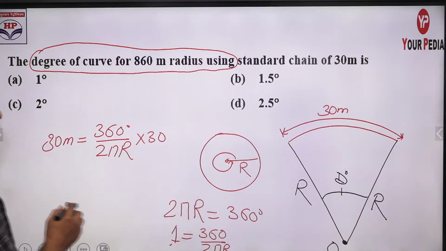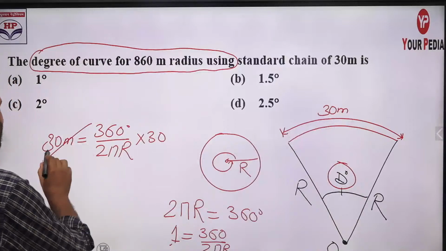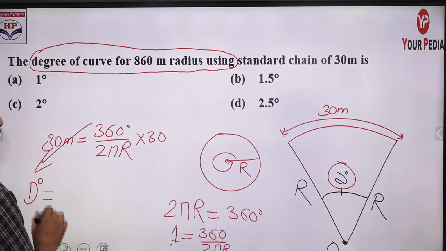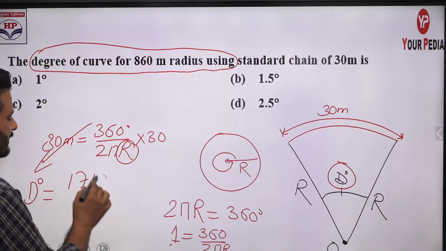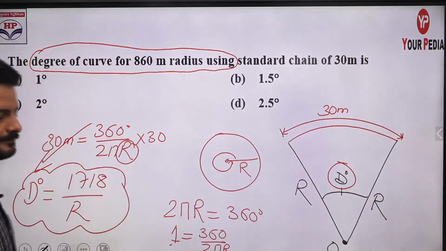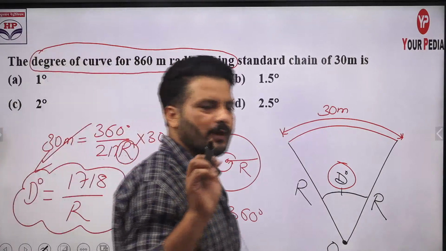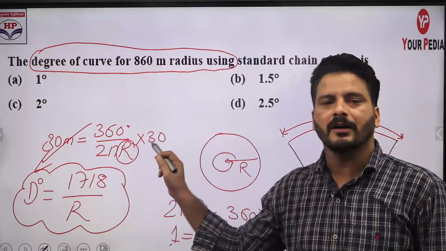Fine. So now for 30-meter chain length, what is the central angle? That is the D degree. This is basically the angle that you wrote here. So if you solve this one, guys, just place the R as it is. You will find it 1718 upon R. This is a standard formula. You have to learn this by heart, 1718 upon capital R. This is the degree of curve for 30-meter chain.